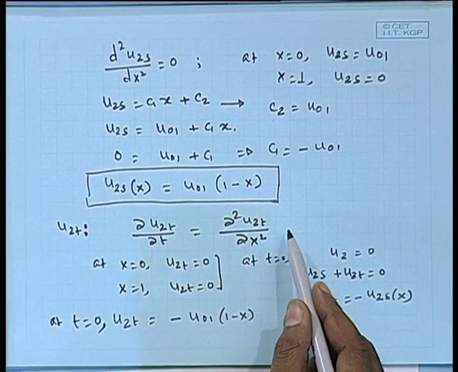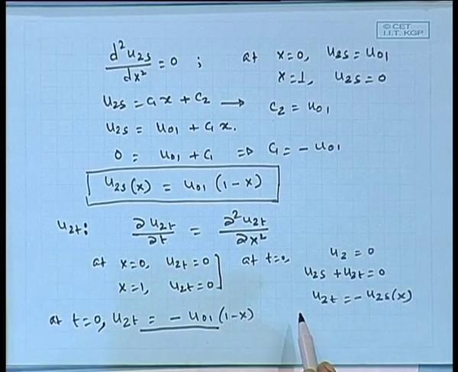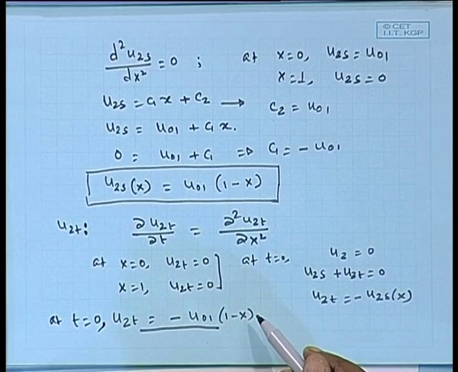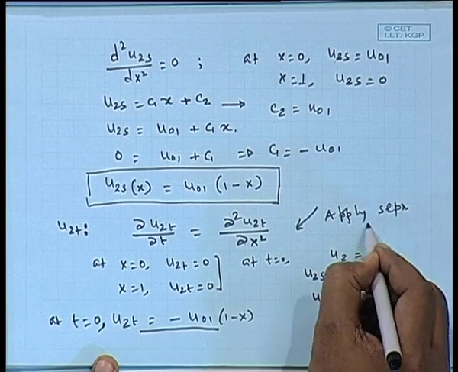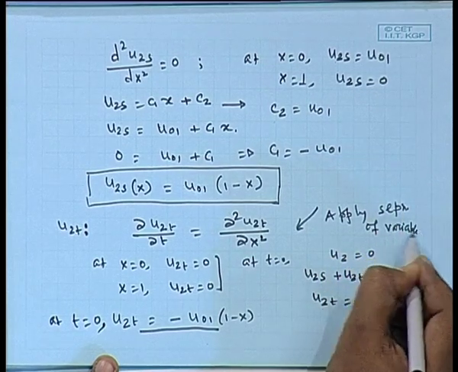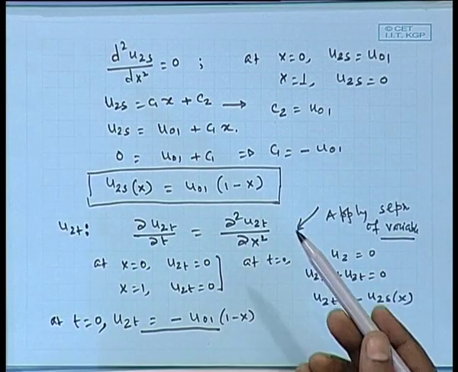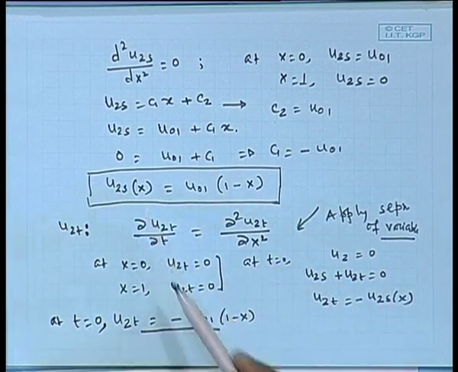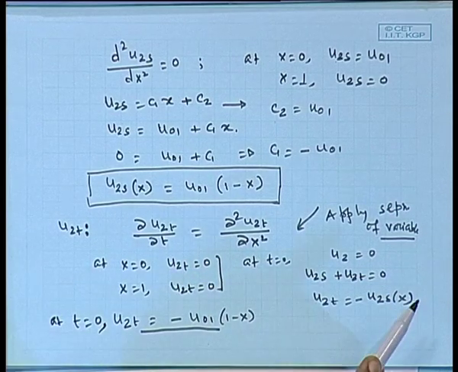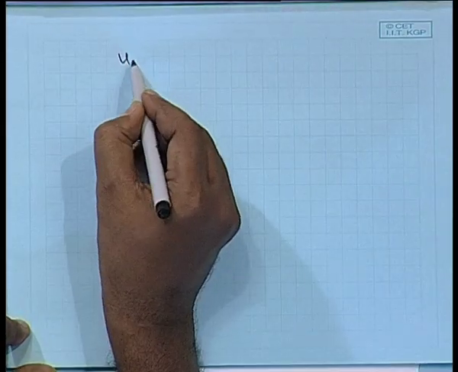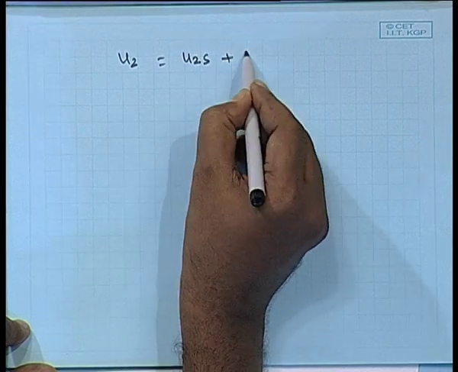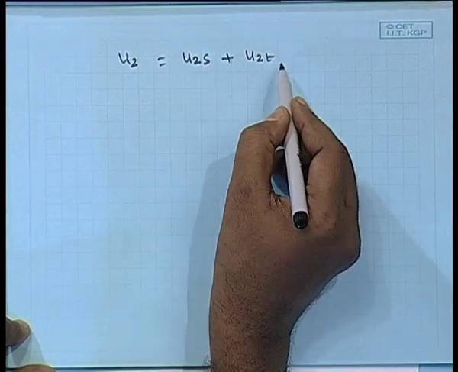Now, see, in this part, this has become a non-zero initial condition and homogeneous boundary condition. So, you can apply separation of variable as it is now. And your u2 will be constructed as a solution of u2s plus u2t. We will be looking into separation of variable solution later on. So, your u2 will be nothing but u2s plus u2t. This is a function of x only, this is a function of x and t both.